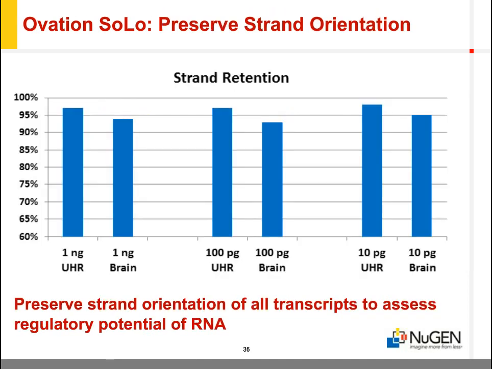In measurement of regulatory RNAs, it is critical to preserve strand orientation. A step is integrated into the Solo workflow that allows for strand orientation preservation. And as shown here, we see over 90% strand retention from a range of input levels from two different types of human RNA. This feature allows users to assess the regulatory potential of novel RNAs identified within their experiments and look for correlations between potential regulatory RNAs and their putative coding RNA targets.